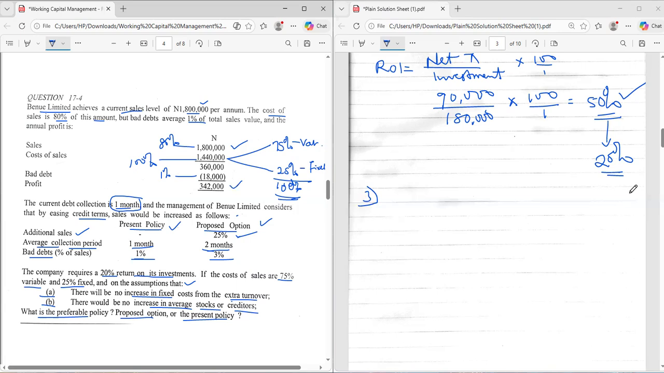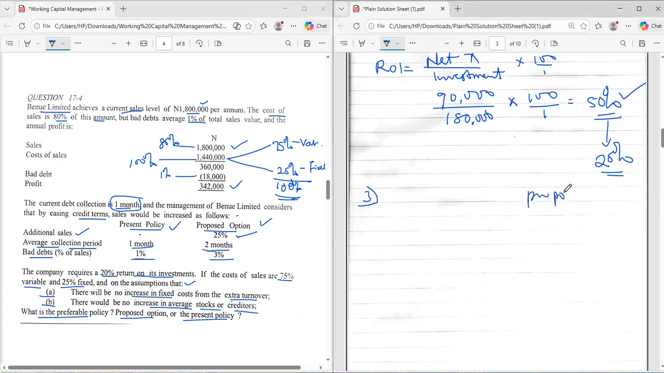Okay, so we're looking at the proposed option or the proposed policy. With the proposed policy, we're going to redraft this P&L because of the requirements. Look at the requirements now. What is preferable? Is it the proposed or the present? We have already solved for present in the question. Let's just solve for proposed.